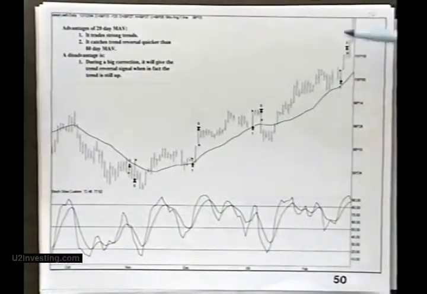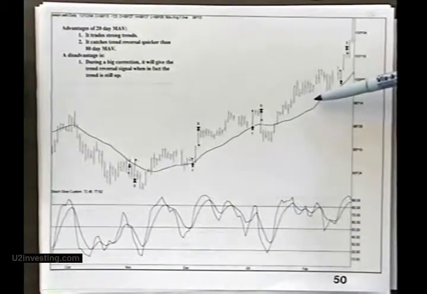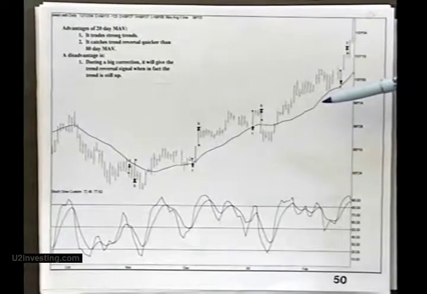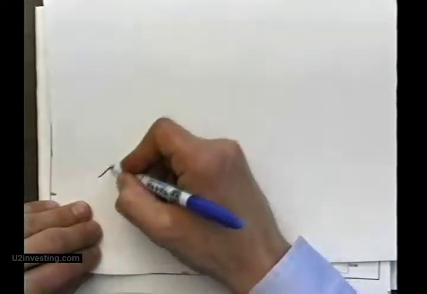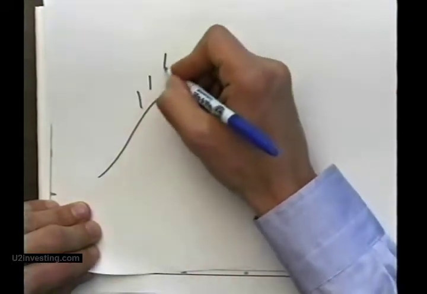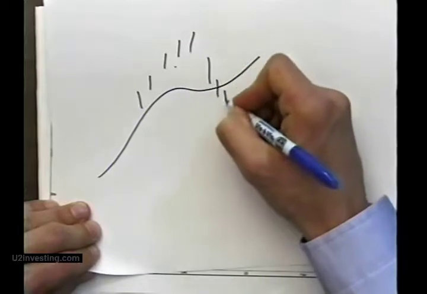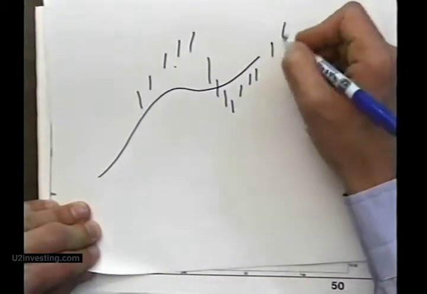Here's the advantage of the 20-day moving average. It trades strong trends. It catches trend reversal quicker than the 80-day moving average. On the other hand, the disadvantage is during a big correction, it will give trend reversal signals when in fact the trend is still up. That is to say, here's the moving average. You might end up having a correction while the trend is still really up.